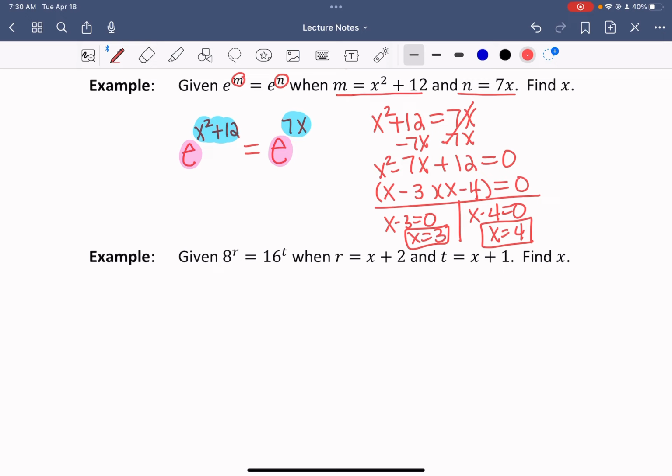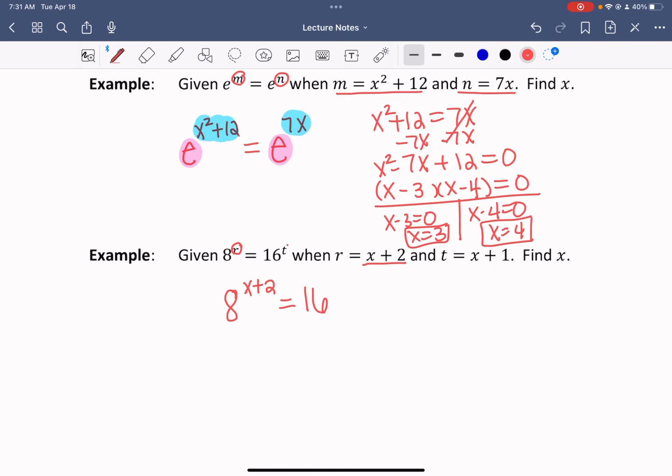Okay, this next problem is where it comes into play that we don't want to just play around with numbers and take that logical approach because of this problem here. It says given 8 to the r equal to 16 to the t when r is equal to x plus 2 and t is equal to x plus 1, find x. So I want to figure out, let's see, 8 to the r, let's rewrite this so I can visually see it. Instead of r, we're going to say x plus 2, is equal to 16 to the t, and instead of t, we're going to say x plus 1. So this is our situation.